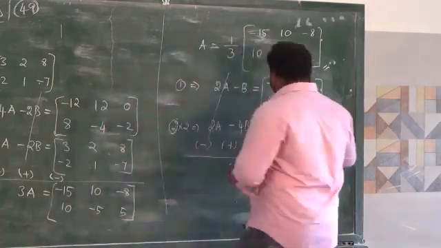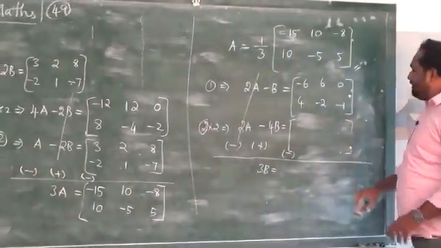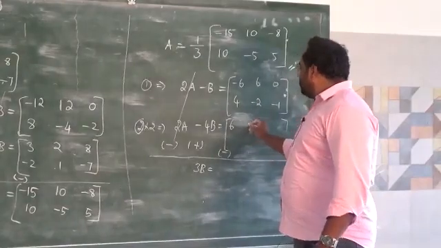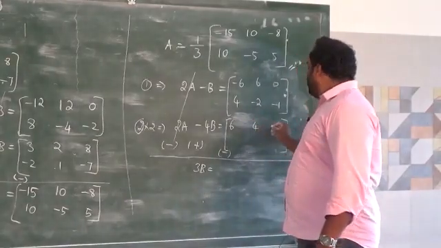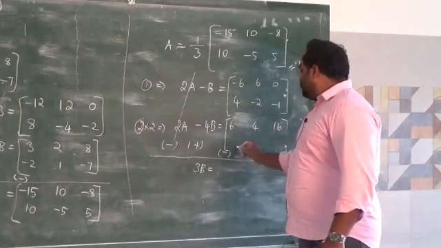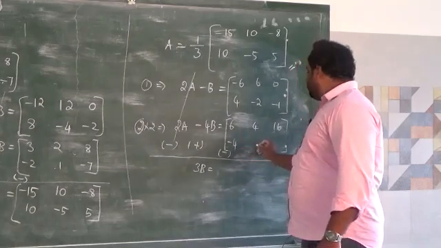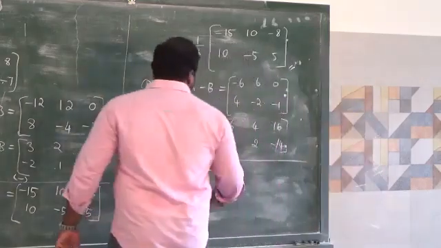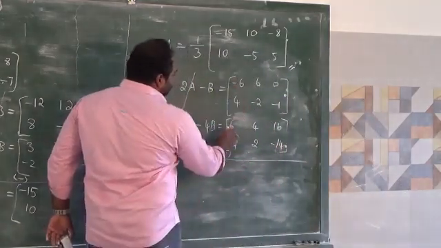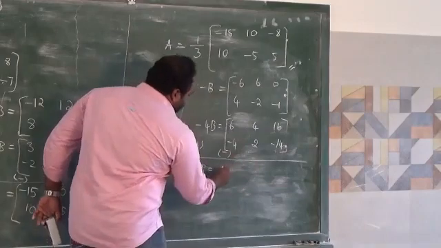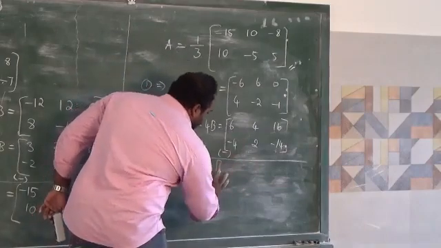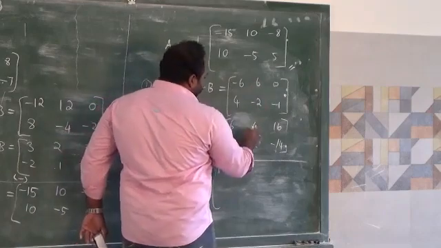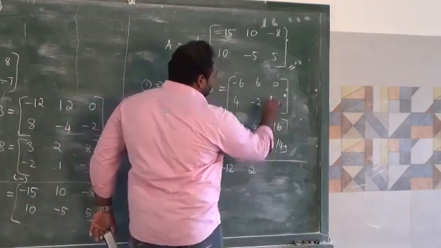Sorry, here I forgot to multiply with the 2 in this matrix. We just multiply with the 2. The matrix, it is 6. This is 4, 16. Here minus 4. This is 2, minus 14. Okay, now 6 minus, so minus 6 minus 6, minus 12. 6 minus 4, it is plus 2.